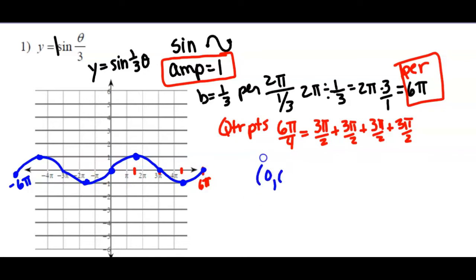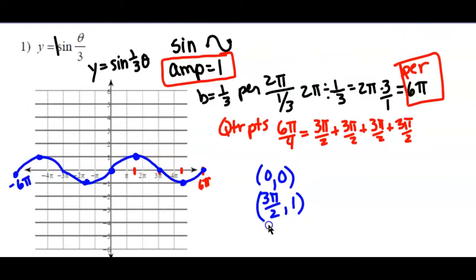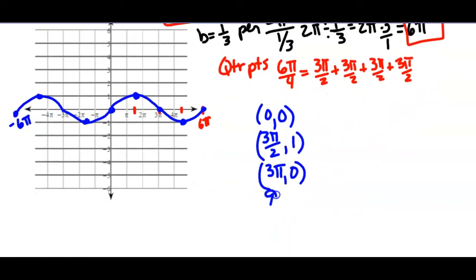So the first one was at 0, 0. The next one is 3 pi over 2, 1. The next one is right here, 3 pi, 0. The next one was 3, 6, 9 pi over 2, and that one was down at -1. And then 3, 6, 9, 12 pi over 2 is 6 pi, which is where it finishes one cycle. Okay, yep, that was tricky.